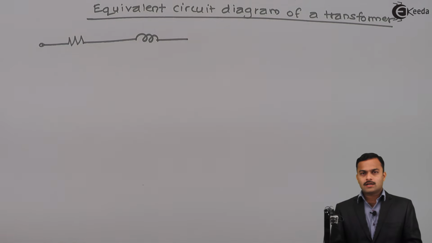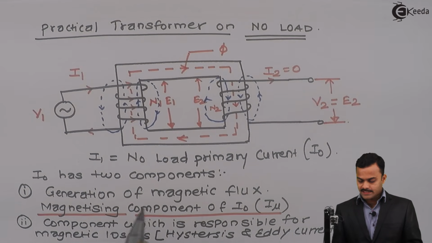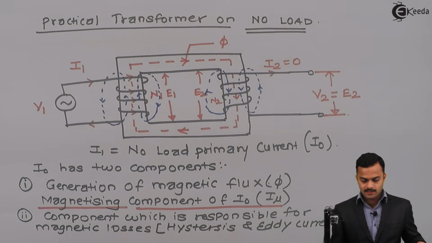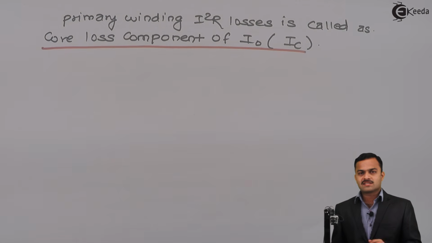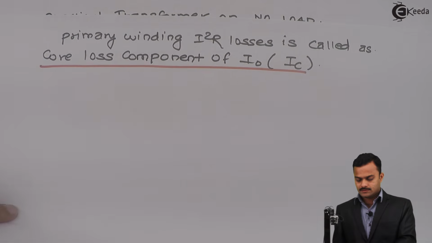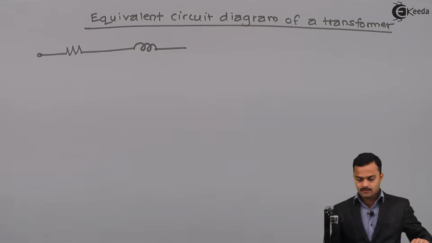And there are two components always present. One is this magnetizing component, which is responsible for production of magnetic flux phi, and second is this core loss component, which will serve losses at no load. Even if a transformer is loaded, these two parts will always be there because we need a magnetic flux, and because of that losses will occur. So these two parts can be represented in a transformer like this.